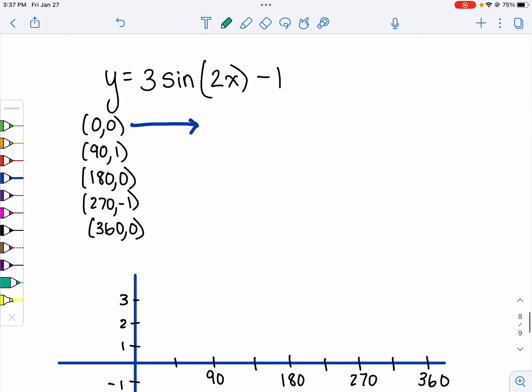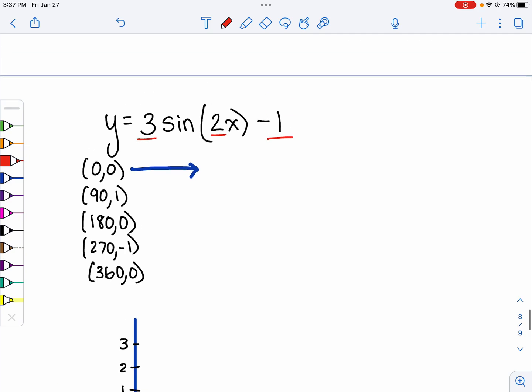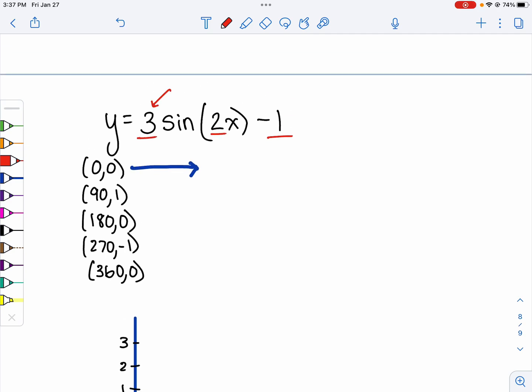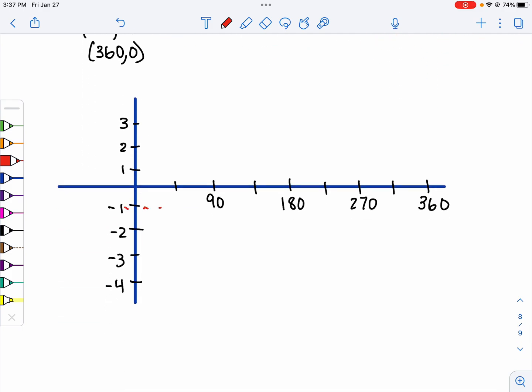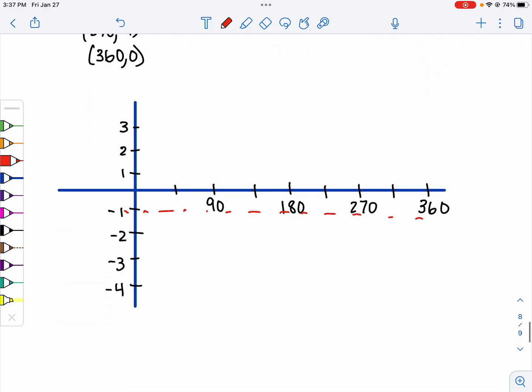Okay, and then finally we did graphing. So we talked about A, K, and C. So this affects the amplitude. So our amplitude would be 3. This affects our period. So our period will be, instead of 360, I'm going to have to divide it by K. So our period would be 180. And this guy affects our equation of axis, making it y equals -1. So we know -1 is kind of going to be like the middle of our graph.